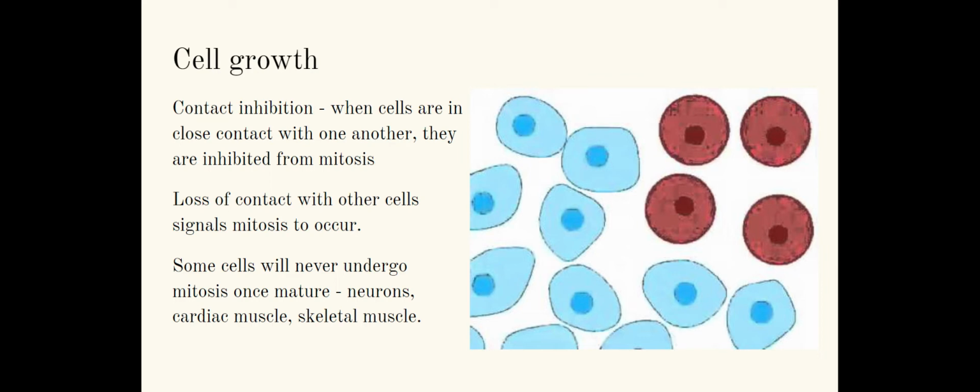Some cells never undergo mitosis once they're mature. Examples of that would be brain cells, nervous tissue, cardiac muscle, skeletal muscle. Those cells do not reproduce. So if you lose them, they are replaced with scar tissue, and all that scar tissue will do, it will not do any of the function of those cells. It just kind of keeps them from leaking. It keeps the structure intact. But that's why heart damage can be so dangerous.